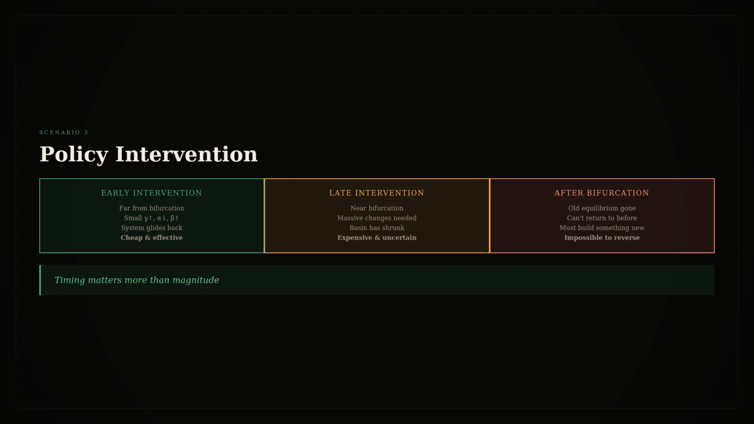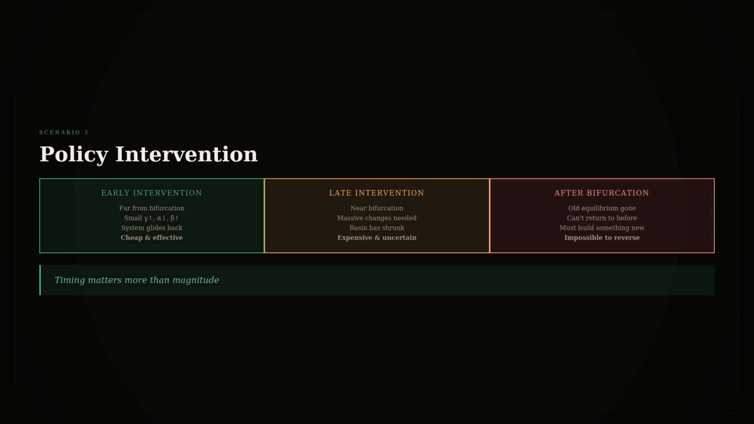And intervening after crossing the bifurcation? The simulation shows that the old equilibrium no longer exists. You can't return to where you were. You have to build something new. This is the brutal mathematics of political intervention. Timing matters more than magnitude.